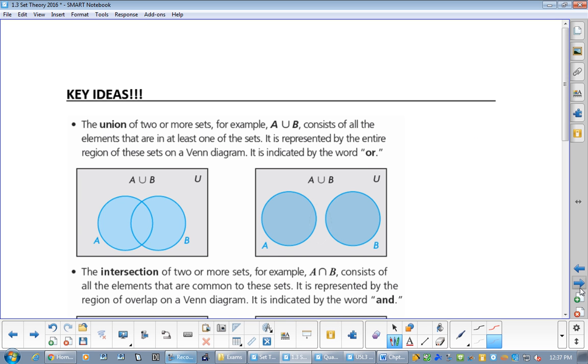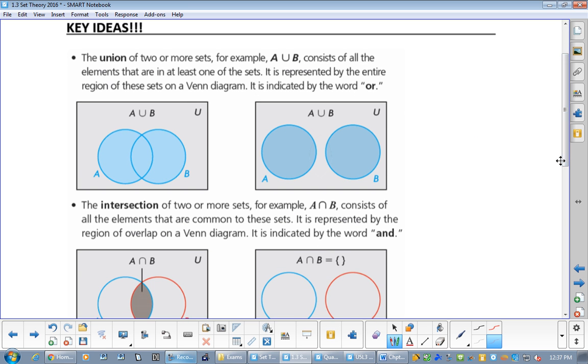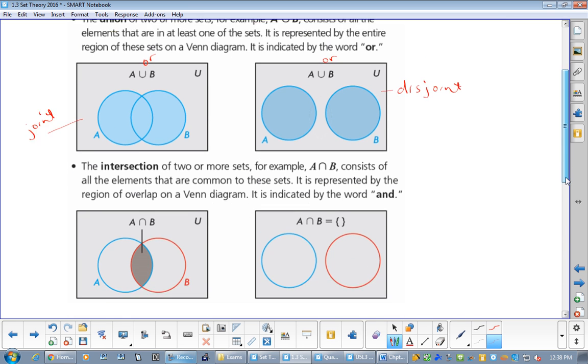So if we look at these, this is obviously joint. They call them not disjoint, which is a double negative, right? These are definitely disjoint. Okay, so this is A or B. That's what this represents. This is A or B, right? So we have to know what A or B looks like if they're joint, and what A or B looks like if they're disjoint.